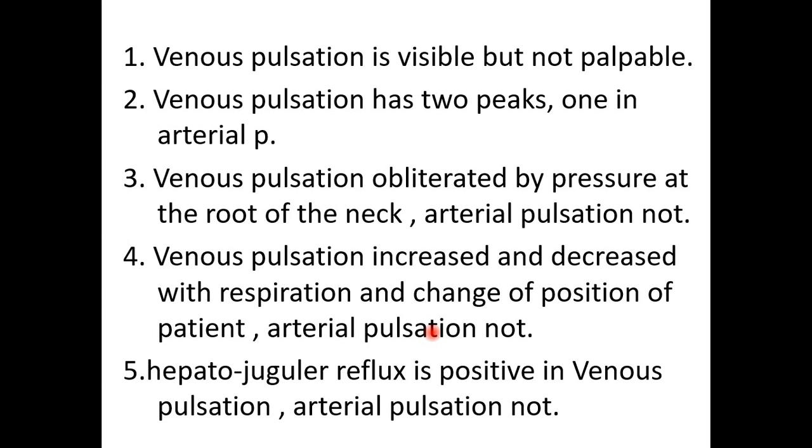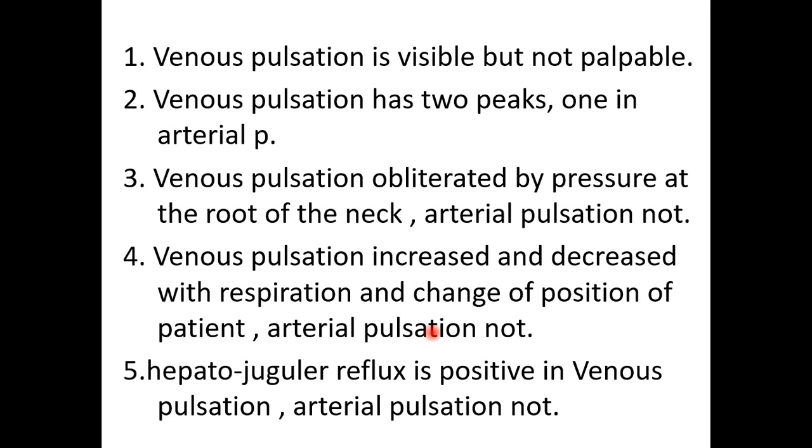Number 3, venous pulsation is obliterated by pressure. So we can apply pressure at the root of the neck, and there is obliteration, whereas arterial pulsation will not be obliterated by pressure at the root of the neck. Number 4, venous pulsation increases and decreases with the respiratory cycle and change of position of the patient, whereas arterial pulsation will not be affected by the respiratory cycle.